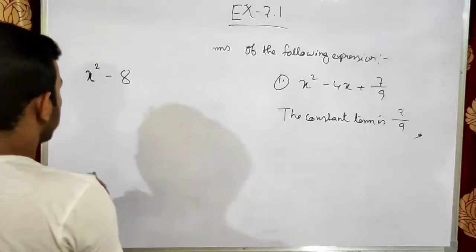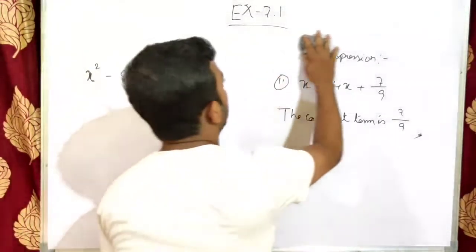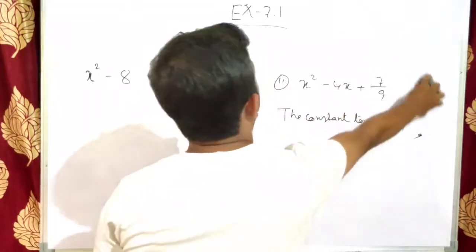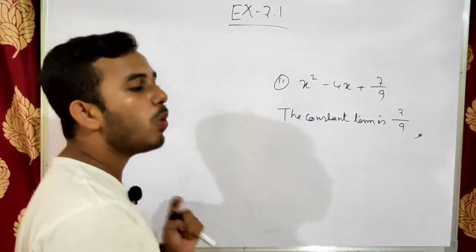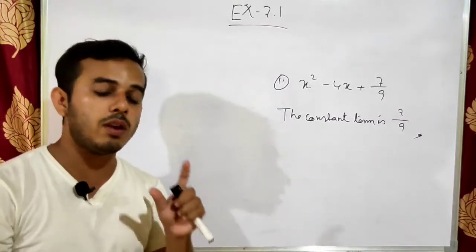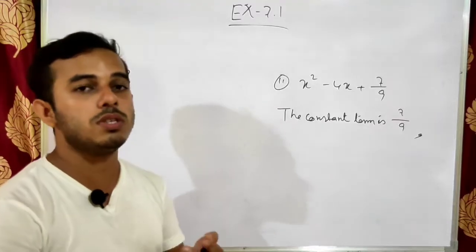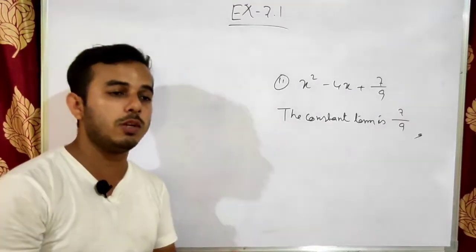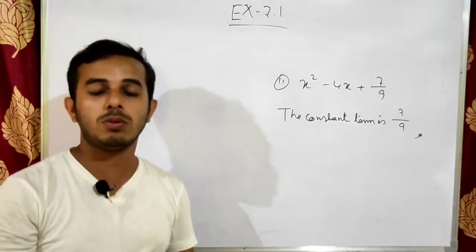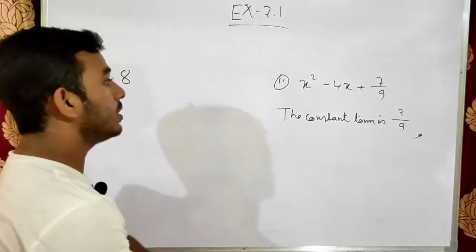So what is a monomial expression? Monomial expressions are expressions which have only one term. Here you will not find any plus or minus sign. Here you will find only one term. Binomial expression is what? It has 2 terms, which may be connected with a plus or minus sign. Trinomial is the expression which has 3 terms.